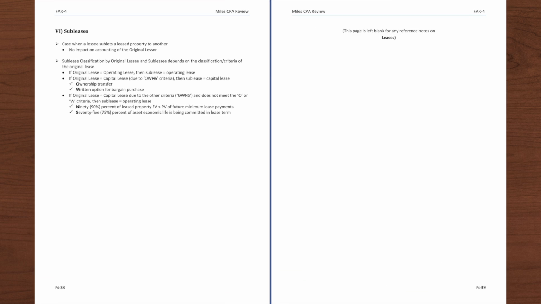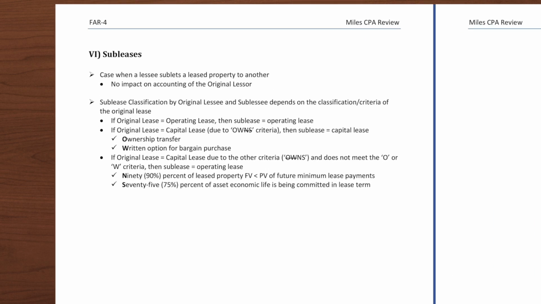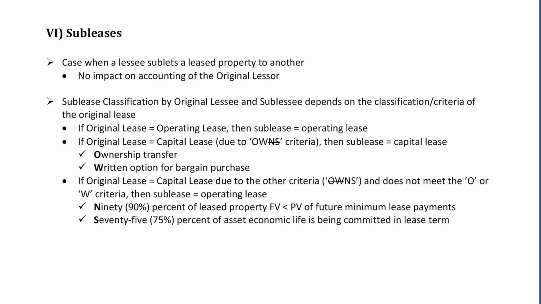On page 38, we're looking at subleases. So this is when the lessee sublets a leased property to another sublessee. Now this has no impact on the accounting of the original lessor, and the sublease classification by the original lessee and the sublessee depends upon the classification of the original lease. Highlight: if original lease equals operating lease, then sublease is also an operating lease.